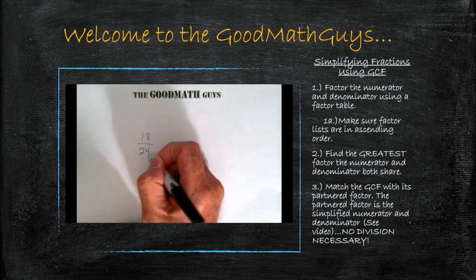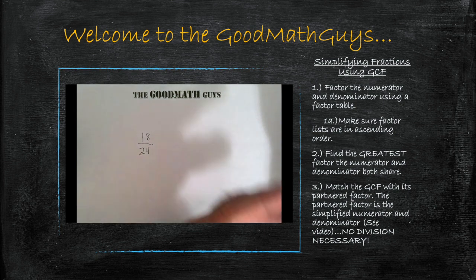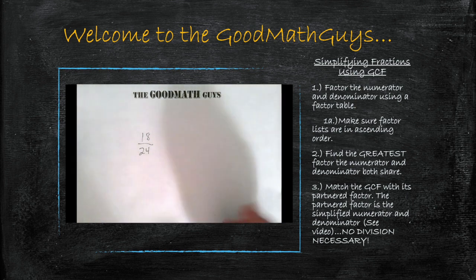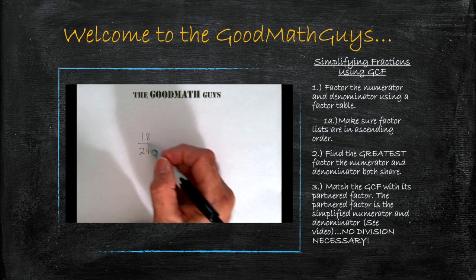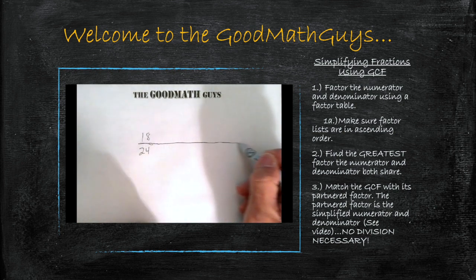18/24. We know this fraction has to be simplified because both the numerator and denominator, the 18 and the 24, are even numbers, and at minimum can be simplified at least by 2. But we know that there are other factors involved here, so what we're going to do to simplify this fraction 18/24 is create what we call a factor table, and that's going to look something like this.